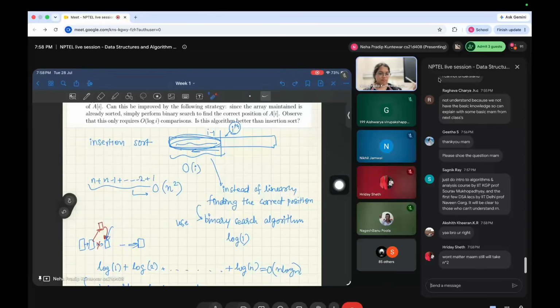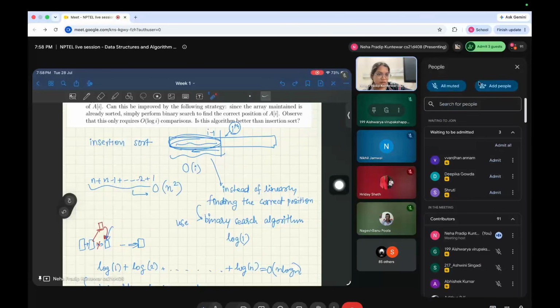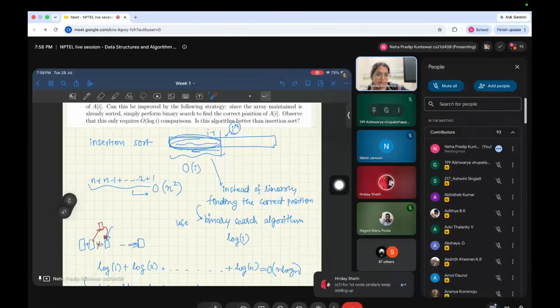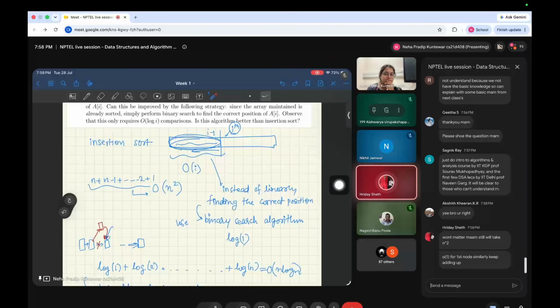Are there any thoughts? Yes, ma'am. For the first insertion, I think I'll take O of one time. Similarly, for the second insertion, O of two, and n insertions may be O of n. And if we add 1 plus 2 plus 3, it's n square plus n by 2, and worst case is n square. So we're still back to n square. Yeah, you can't.